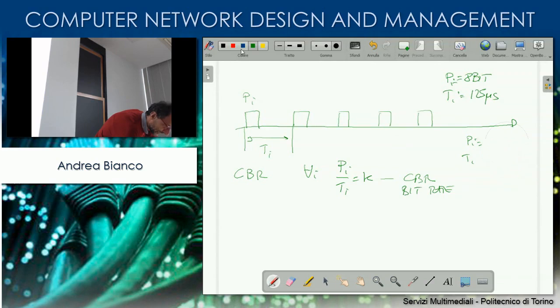PI is 48 bytes, and TI is 48 times 125 microseconds. Okay? So it's a fully known data generation process. You know exactly when data are going to be generated. So you know everything about this source.